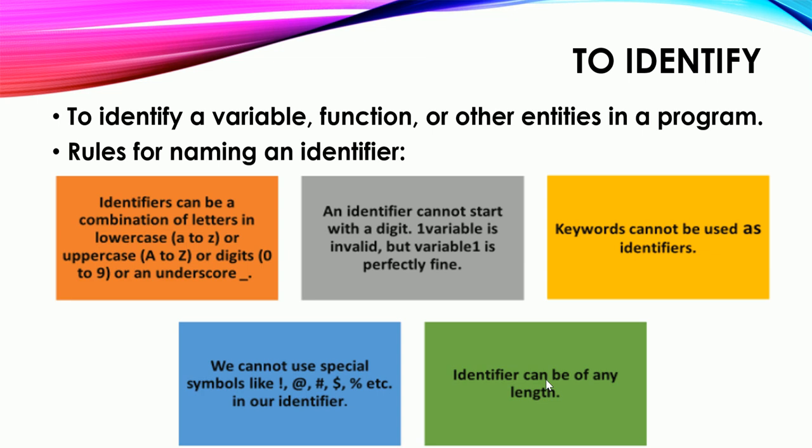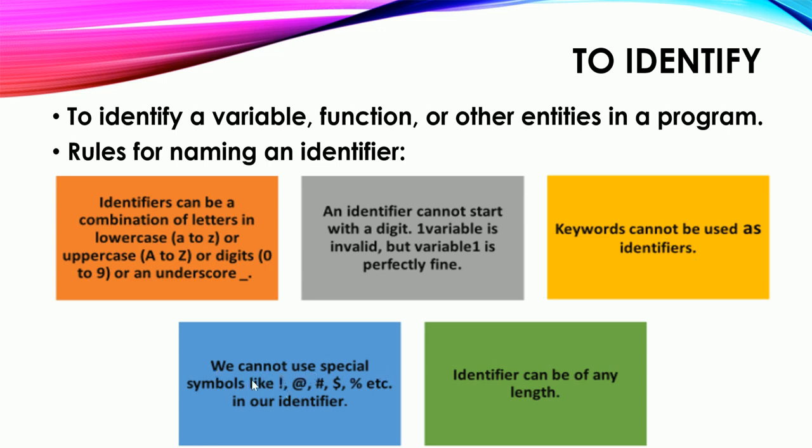To give a name to a variable, a function, like that. And an identifier cannot start with a digit. Suppose I am putting the names name1, name2, name3, I can put, but 1name, 2name, it's not possible. In this, it is written 1variable. It is invalid. But variable1 is perfectly fine. Next, keywords cannot be used as identifiers. Keywords like None cannot be a variable, True cannot be a variable, like that.